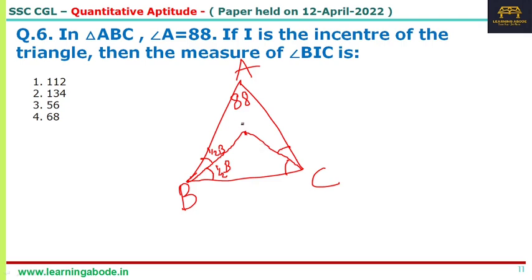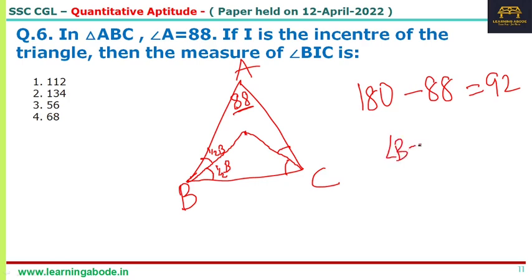Now the total angle is 180, right? 180 minus 88 is equal to 92. That is, angle B plus angle C equals 92.